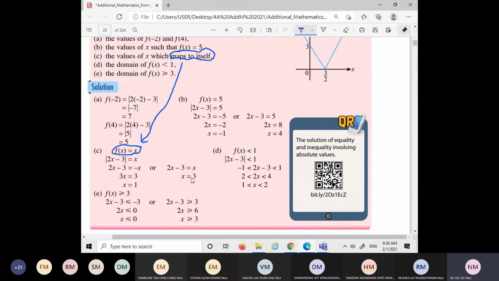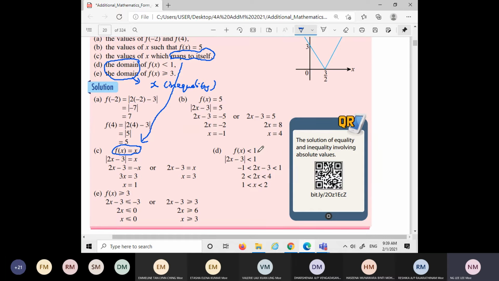Now we go to part D. Part D, the domain of f(x) smaller than 1. They are asking for the value of the x, the range, not the value, sorry, the range. When you see domain, they are asking for the x, in inequality form. The answer of the x in inequality.